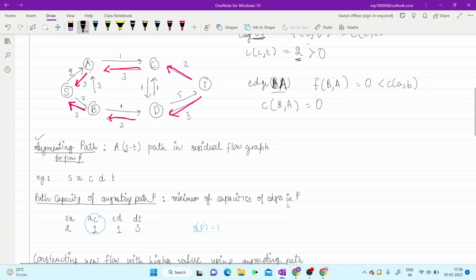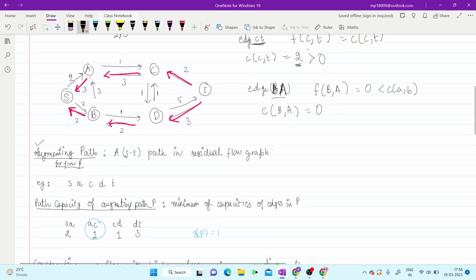In this example, you can see this was the residual flow diagram. SA, AC, CD, and DT. This is a path from S to T in the residual flow diagram. So this is an augmenting path. This is what we mean by augmenting path. So do you think there is any other augmenting path in this? This is one example of an augmenting path. Is there any other augmenting path in this residual flow diagram?